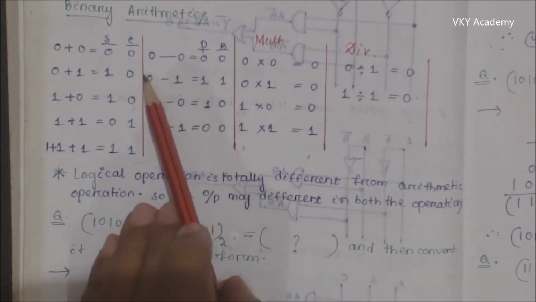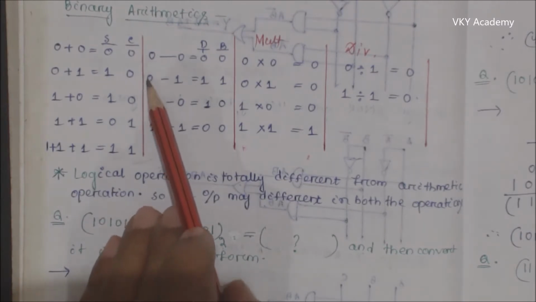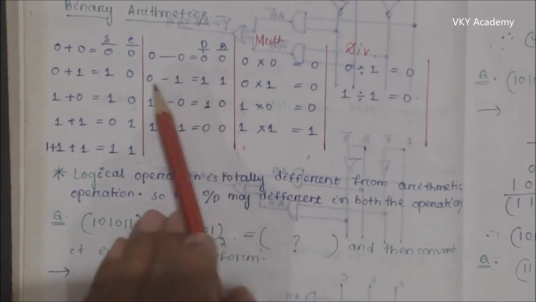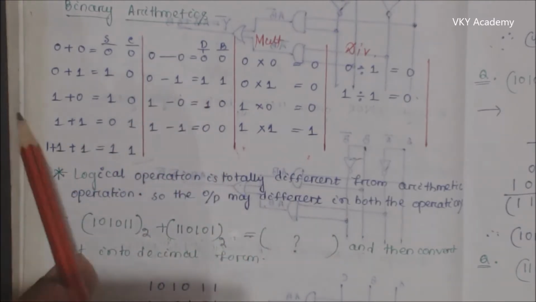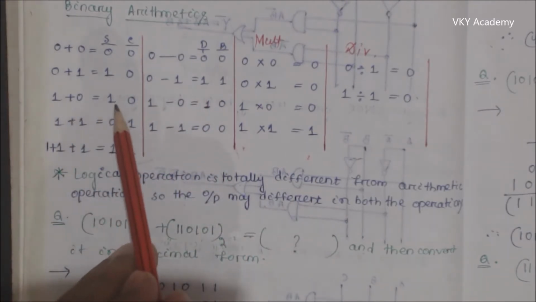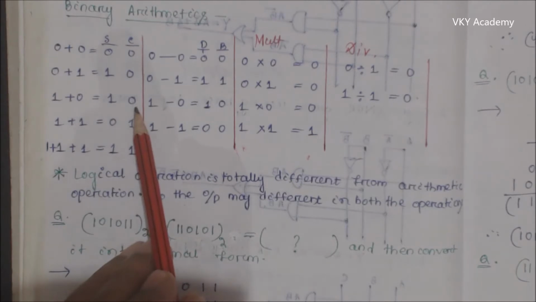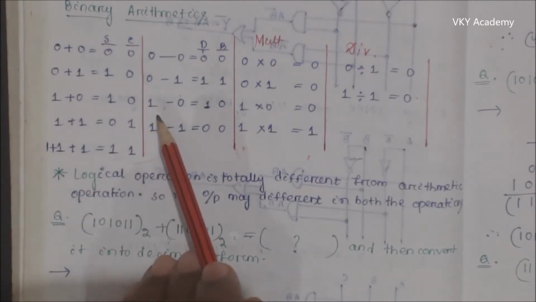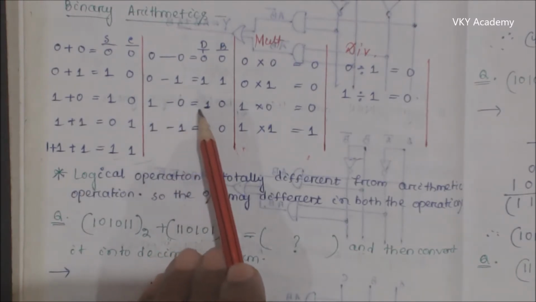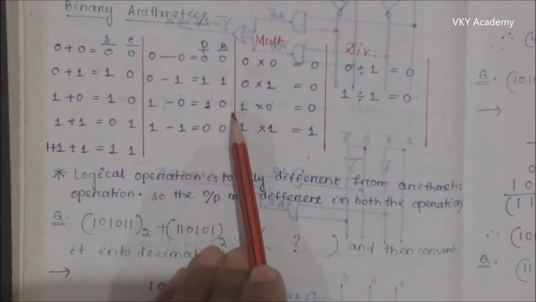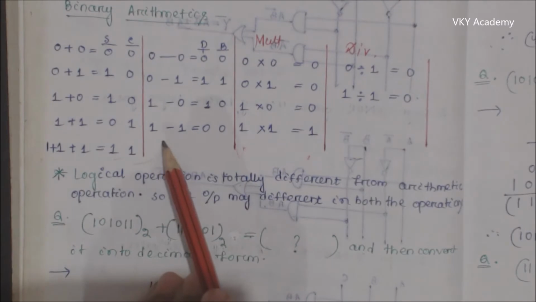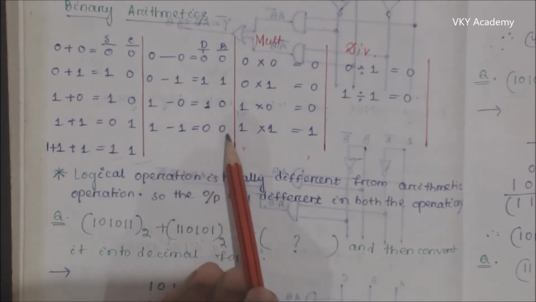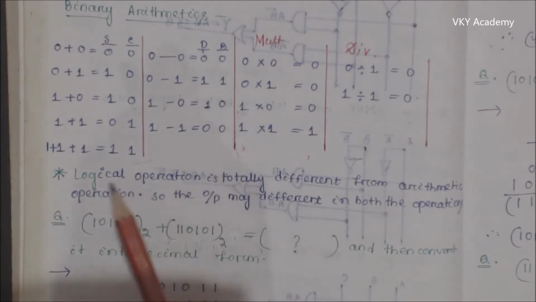Now it is 1 0 in binary, and 1 0 minus 1 is always equal to 1. This is similar to 1 plus 0, where sum is 1 and carry is 0. Now when you perform the subtraction of 1 and 0, the difference is 1 and the borrow is 0. And at last, when you perform the subtraction of 1 and 1, the result is 0 and borrow is 0.